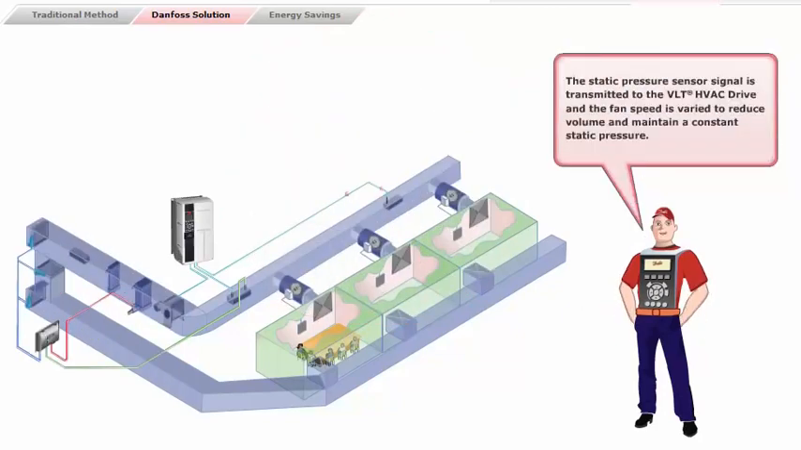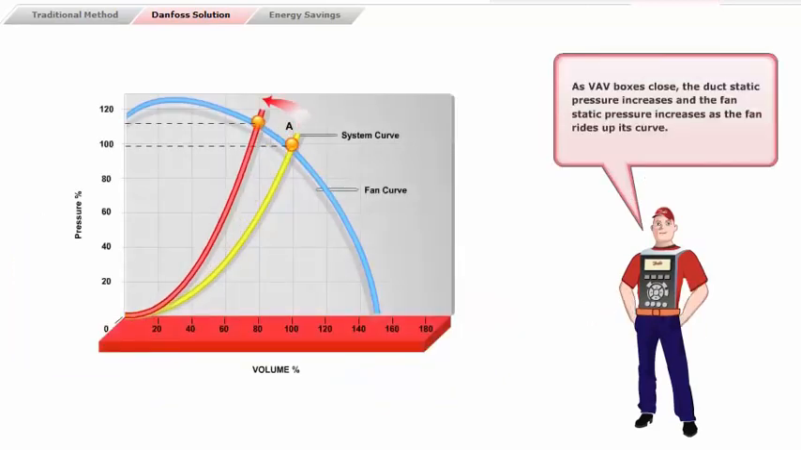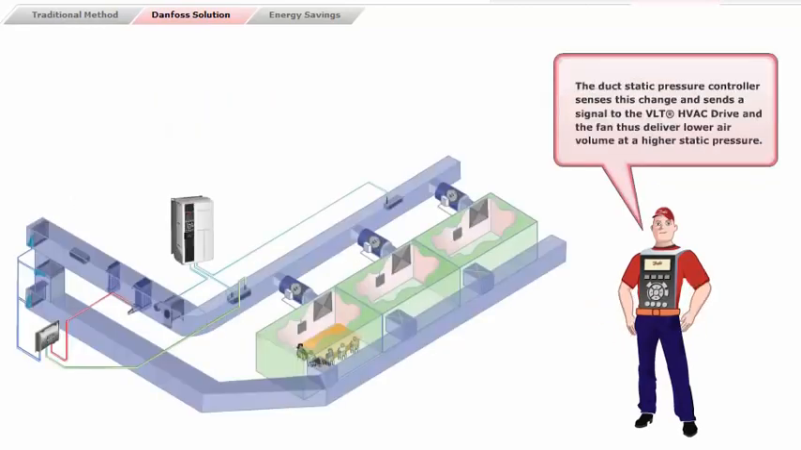The static pressure sensor signal is transmitted to the VLT HVAC drive, and the fan speed is varied to reduce volume and maintain a constant static pressure. As the VAV box is closed, the duct static pressure increases, and the fan static pressure increases as the fan rides up its curve. The duct static pressure controller senses this change and sends a signal to the VLT HVAC drive, and the fan thus delivers lower air volume at a higher static pressure.